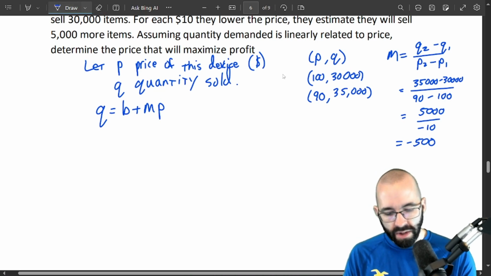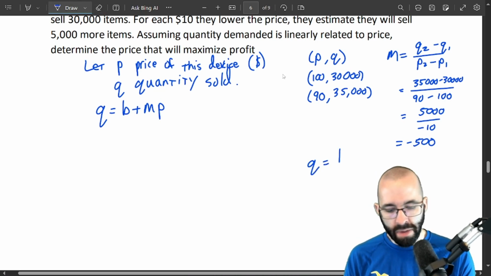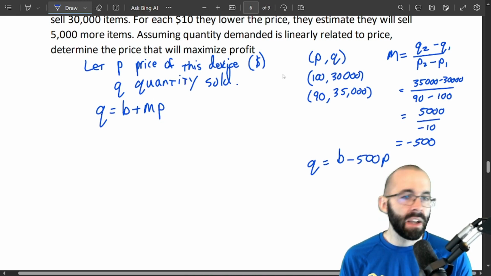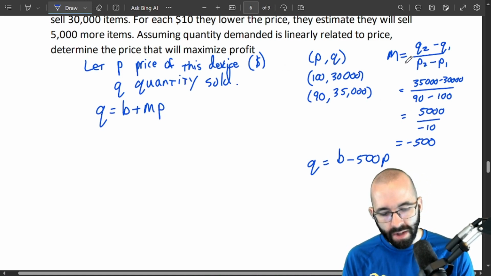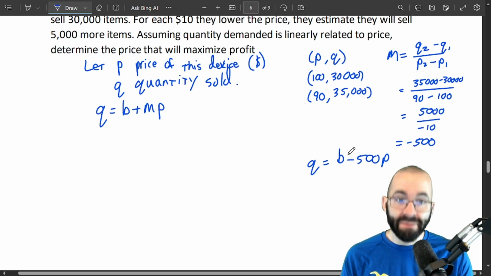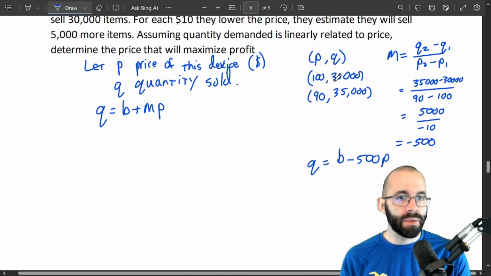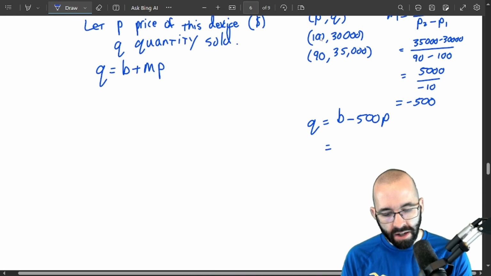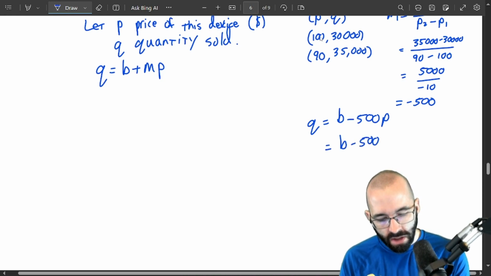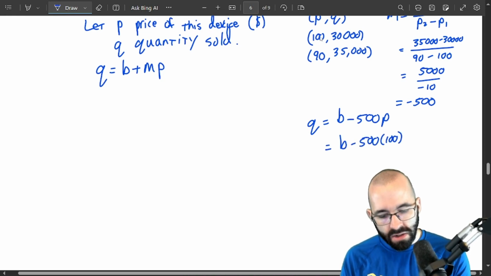All right, so we're getting closer. Q is B plus negative 500 times P. Now we just need B, just like we did before. So what's P? Oh, P's our variable. What's M? Negative 500. What's B? We're solving for that. To do that, choose a pair of P's and Q's. When P is 100, Q is 30,000.